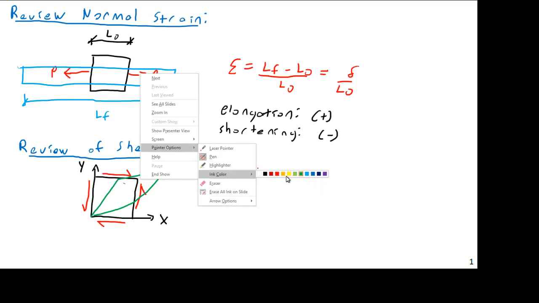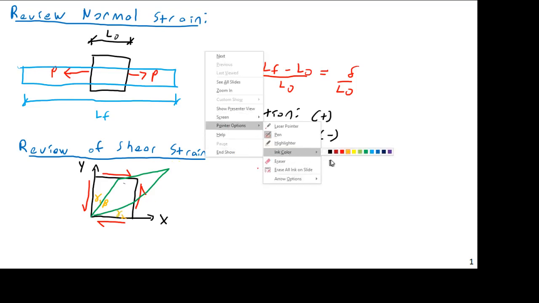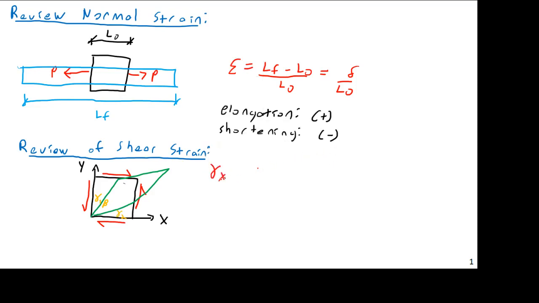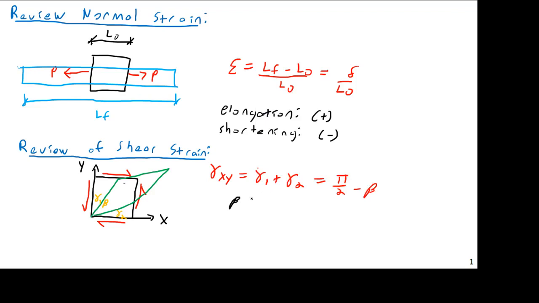And then the change in angle. We have this angle we're calling beta, and this one gamma 1 and gamma 2. The equations governing this are gamma xy equals gamma 1 plus gamma 2 equals pi over 2 minus beta, of course, if you're using radians. For our sign convention, if beta is less than pi over 2, this will be positive. If beta is greater than pi over 2, it will be negative. And if it's exactly pi over 2, it's neither positive nor negative because it's 0.